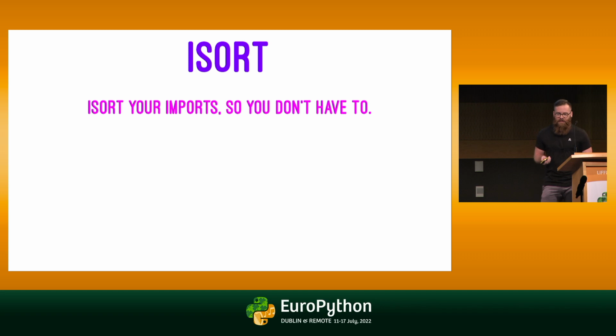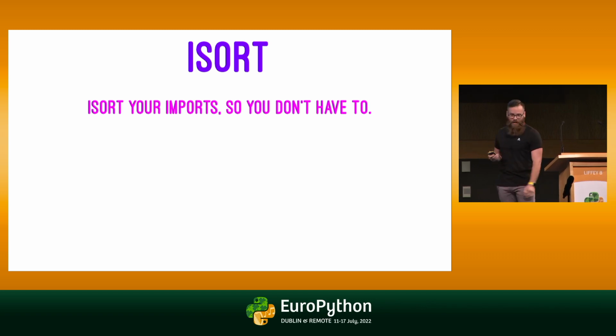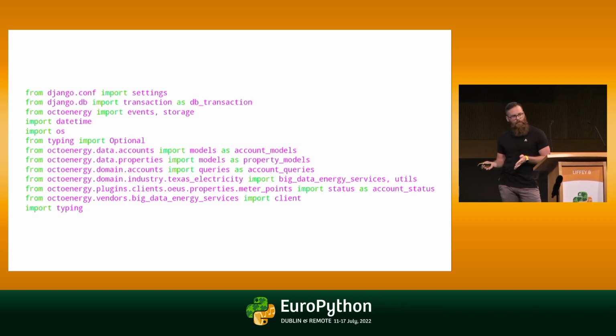So the next up is isort. isort's claim to fame is, I think, kind of clever: isort your imports so you don't have to. It's kind of a nice little name. So what does isort do? It's another formatter, or kind of like a formatter for your code, but it only deals with imports.